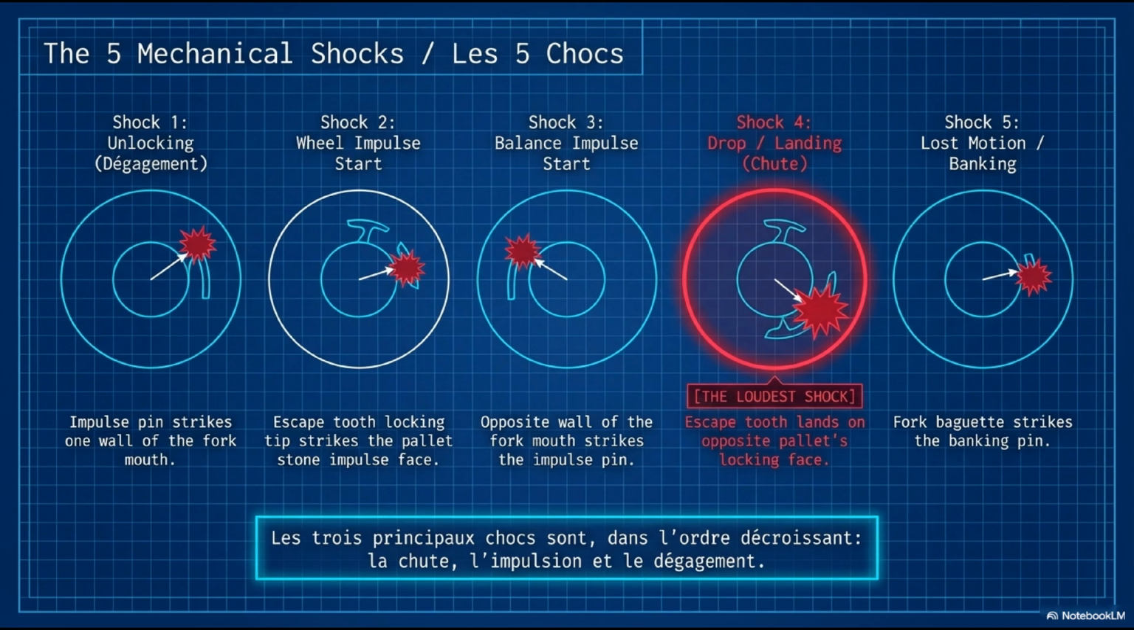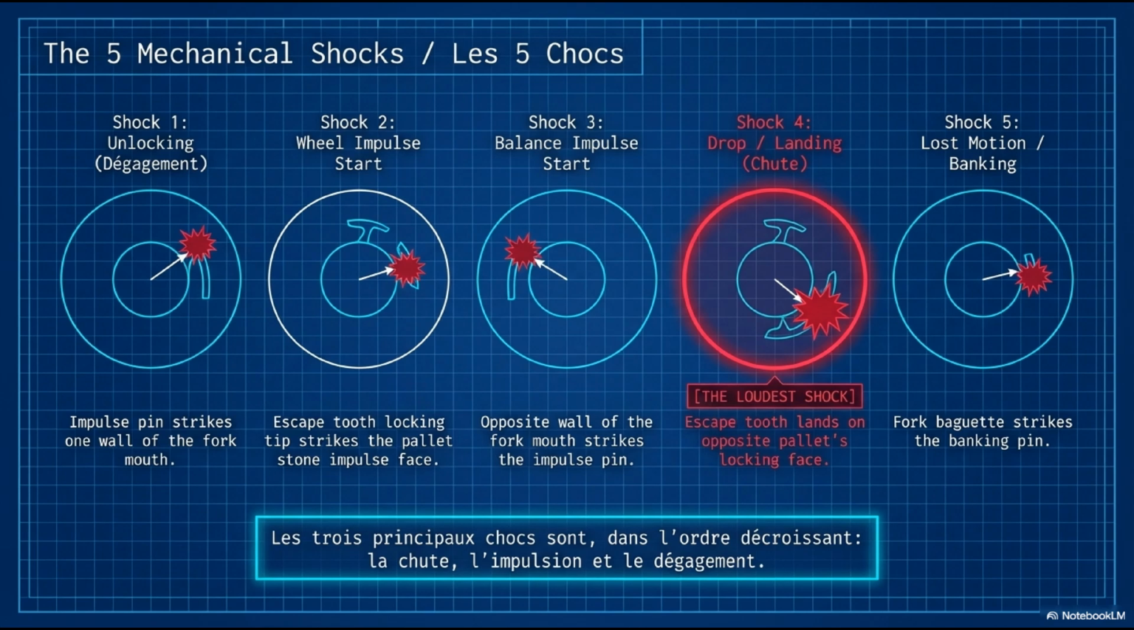Shock 4: drop and landing. The escape wheel tooth falls through the drop angle and strikes the locking face of the opposite pallet stone. The loudest shock. La chute produces the highest amplitude acoustic signal of the cycle. Shock 5: lost motion in banking. The fork baguette strikes the banking pin as the draw force completes the fork's seating motion.